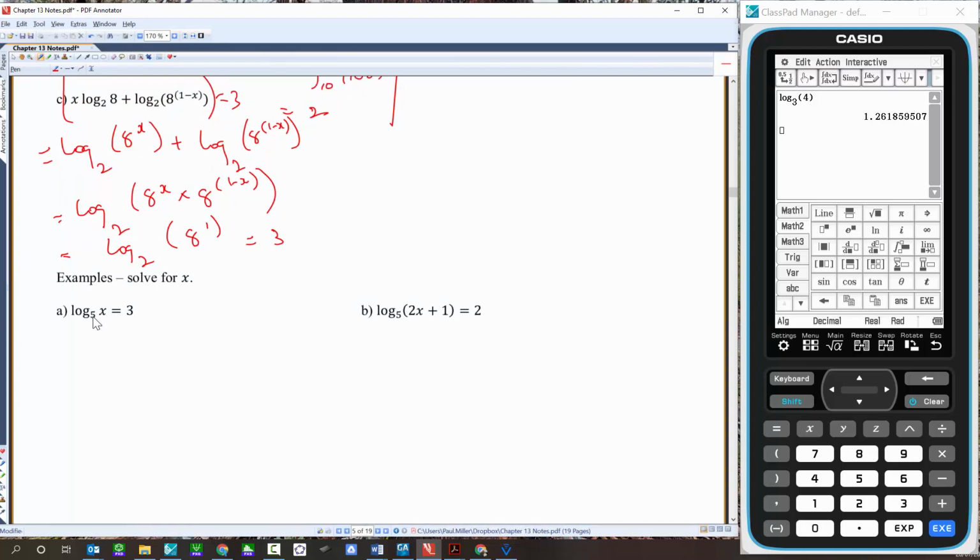Okay, now 5, when 5 is raised to the power of 3, it equals this unknown number. What would the unknown number be? Well, let's convert this to exponential form so we can see it.